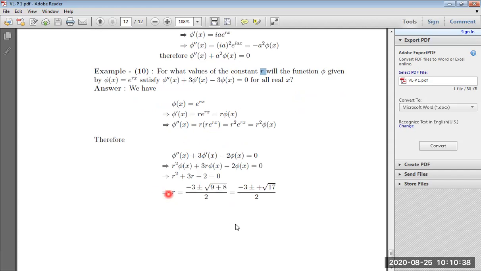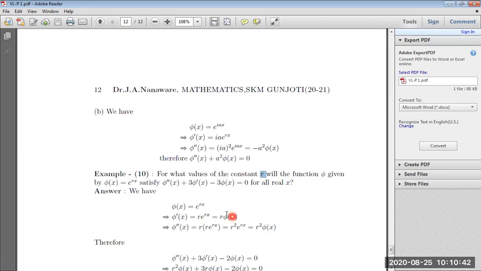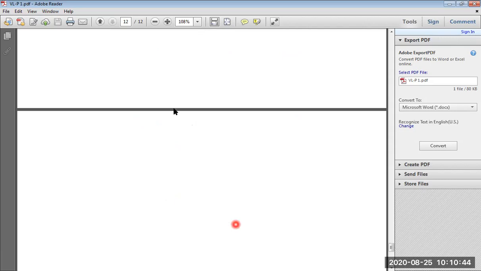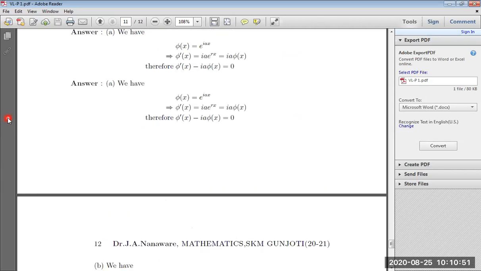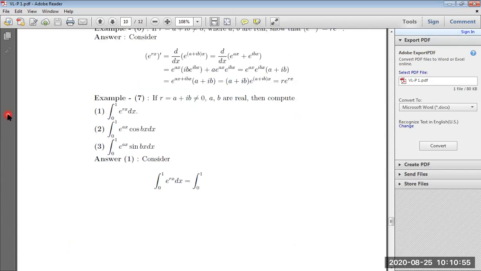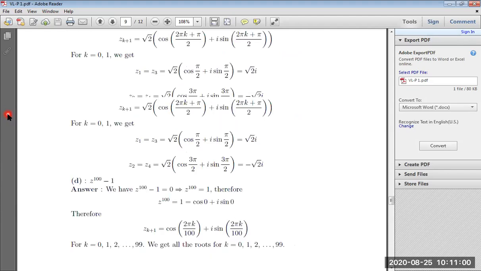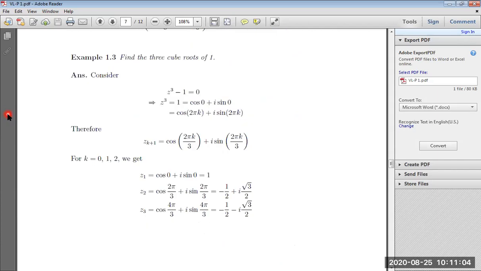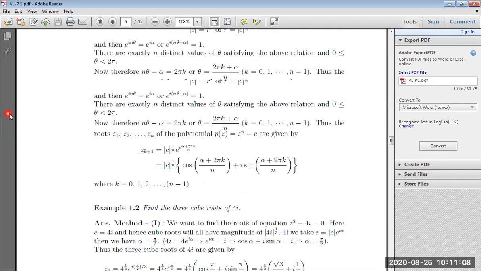Yes, so this way, these are some examples related to the complex valued function. Again, I have 1 minute left, so I will consider one more example, which is a part of the complex series, so that I will discuss within a short time. I hope you will be able to understand it.